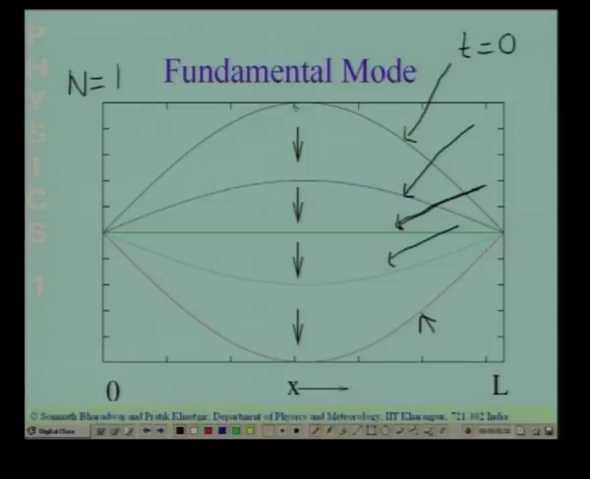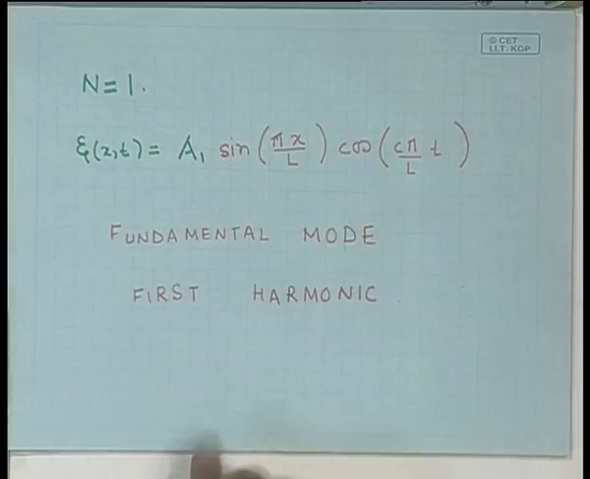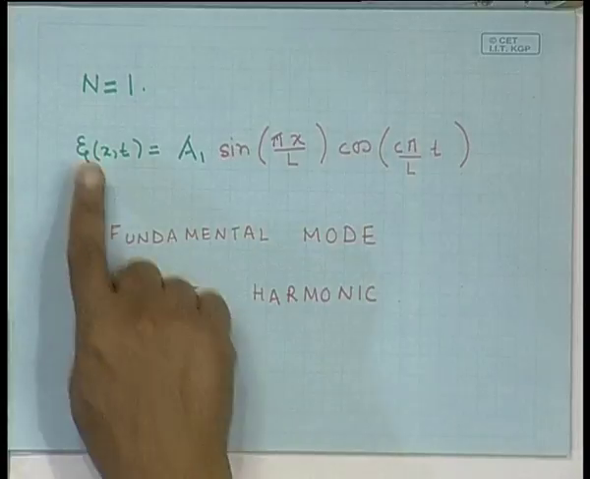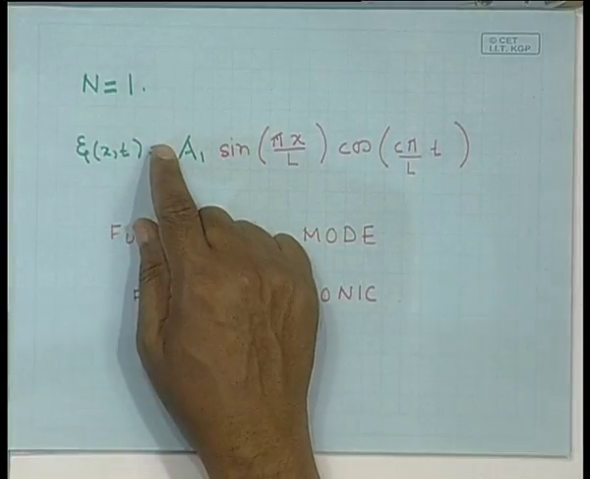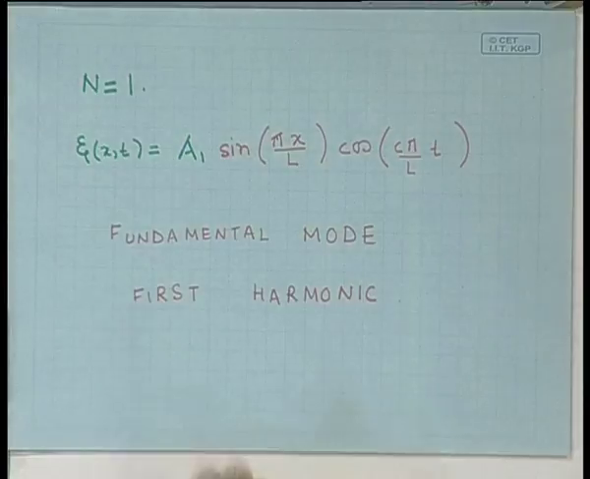So, it is going to keep on going up and down. It will go down and then it will go up again and then it will come down again, it will keep on going back and forth like this. So, I hope this is clear to you. So, this is the solution corresponding to n equal to 1. This is called the fundamental mode or the first harmonic.